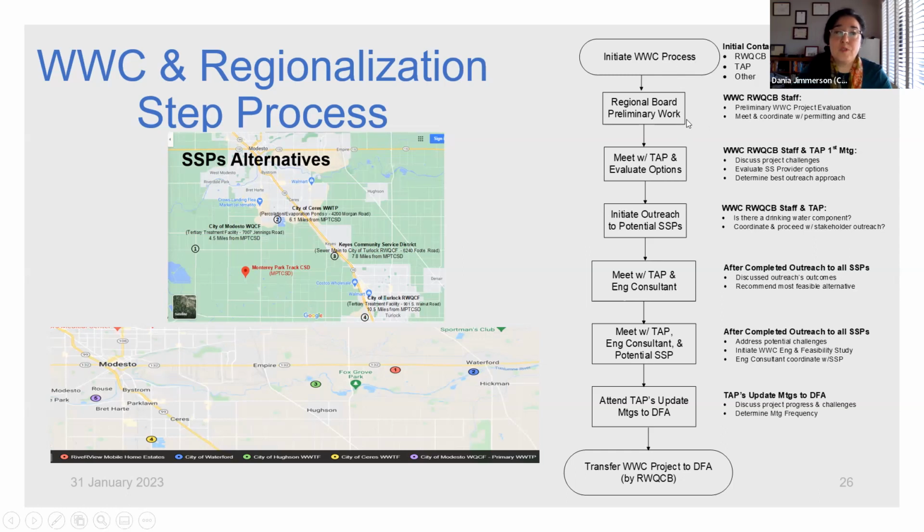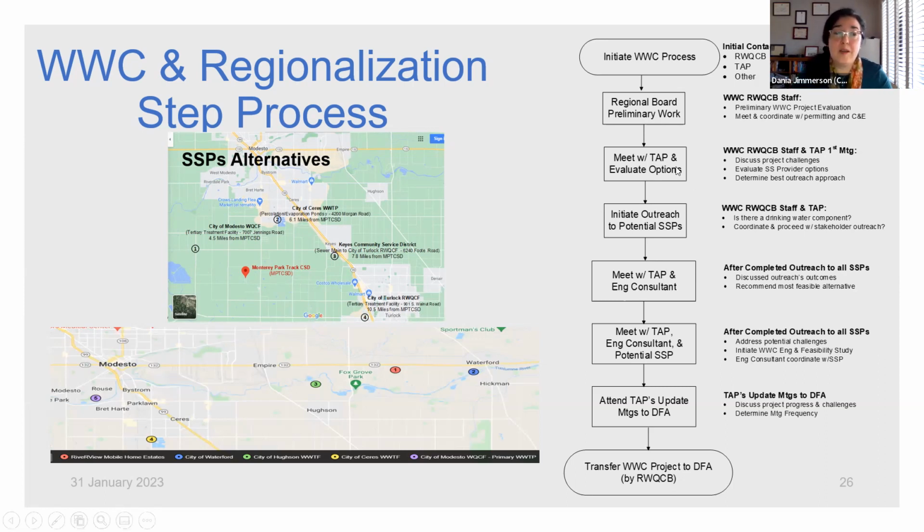So if the project was not referred by a technical assistance provider or the regional board, we start usually with the preliminary outreach to the community and the sewer service providers, which in this particular case, there are like 4 potential sewer service providers. So we can start gathering a little bit more information about the willingness of the sewer service providers, especially to move forward with the project.